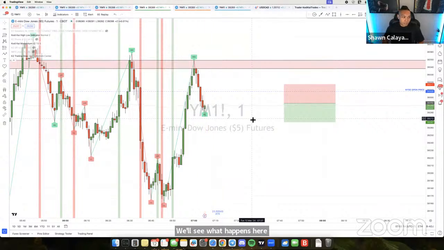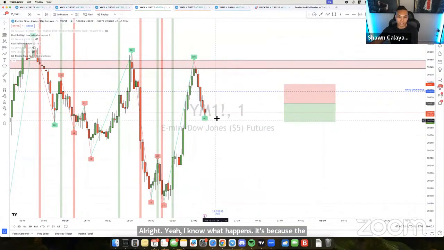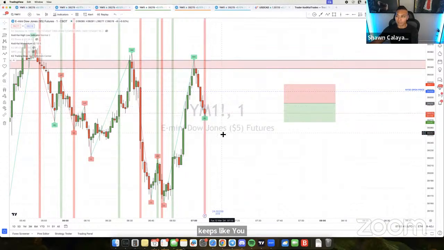It's just one of those candles. It's exactly what we were hoping was not going to happen. It's one of those pending sell signals that just stays pending for a while. All right, I know what happens. It's because the volatility here is not as high as it was before. The volatility is there, but it's not as high. The momentum fills and then at the last second, it just pushes up.